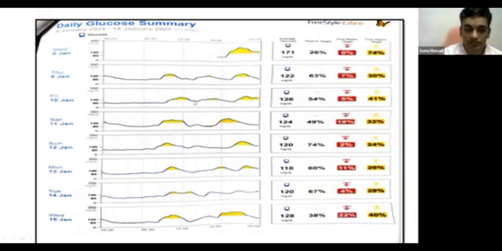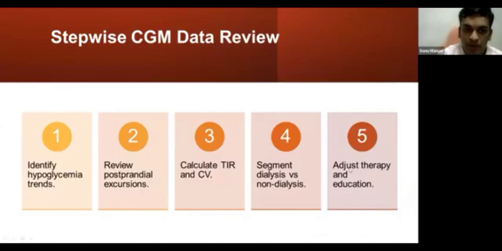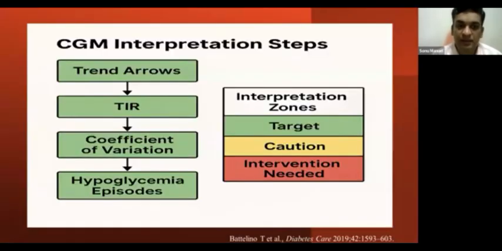This is another report, from an Abbott Libre, which shows the daily excursions of blood sugars. The average glucose is shown here, time in target is shown here, time below target is shown here, and time above target is shown here. Now, when you have CGM data with you, you identify the hypoglycemia trends and review the postprandial excursions. TAR and CV will be calculated for you, and you carefully evaluate the dialysis and non-dialysis segments and adjust therapy and education based on that. Now, the interpretation zones: green is target, yellow means you have to proceed with caution in that area, and red means intervention is needed, if you see the graphs.